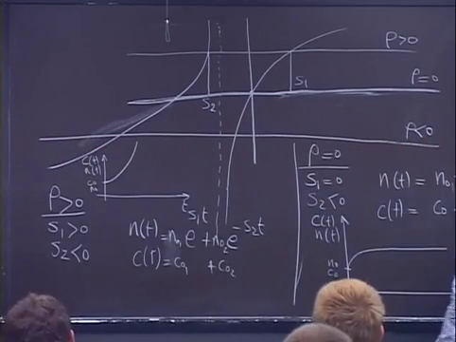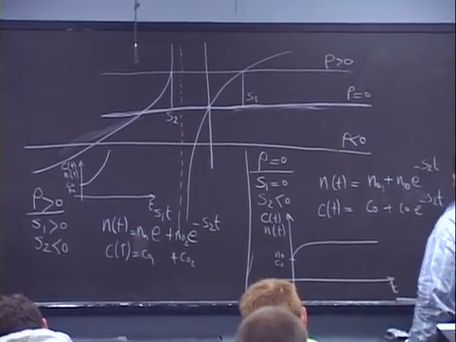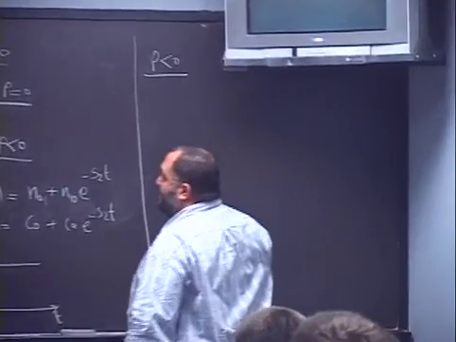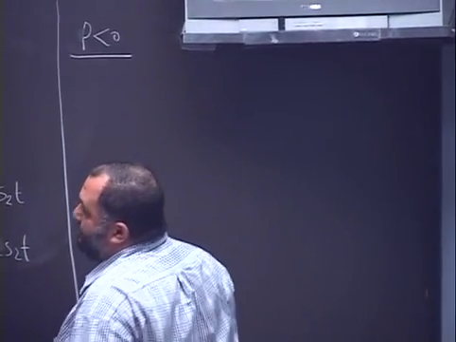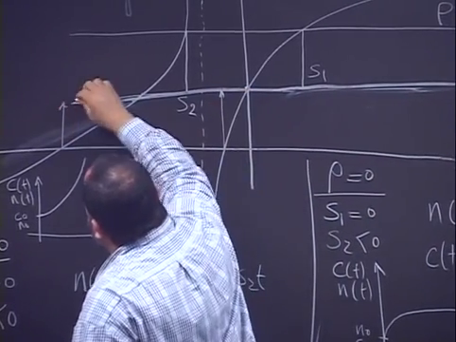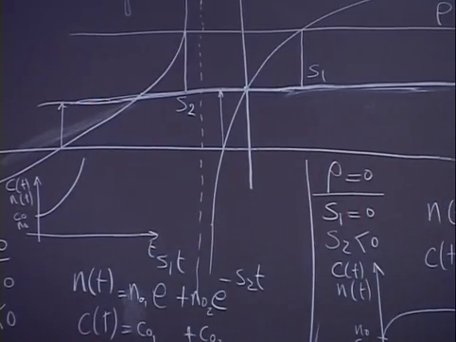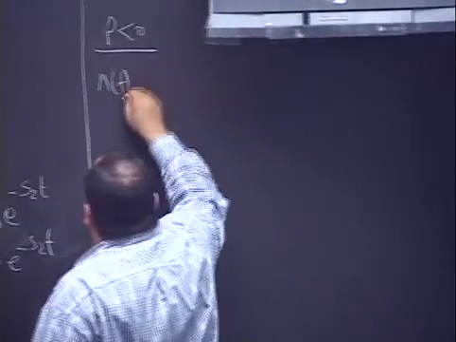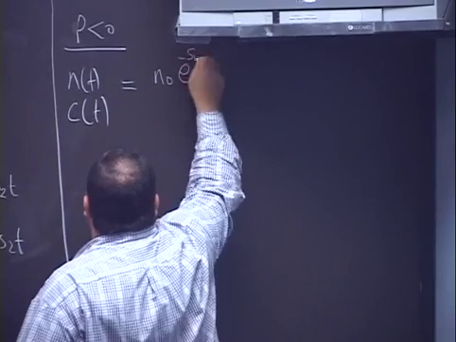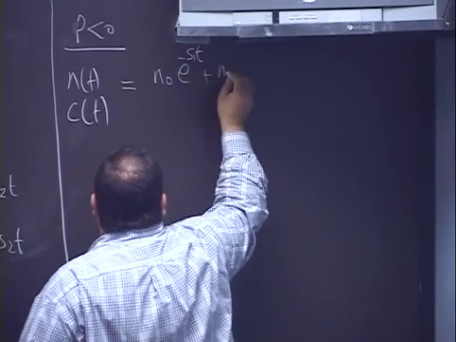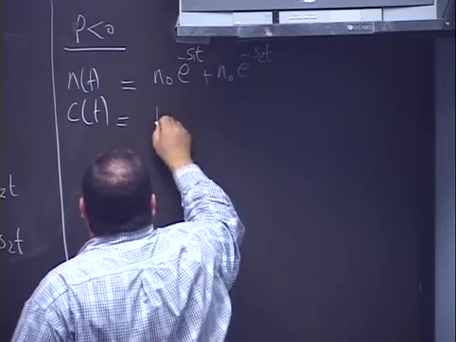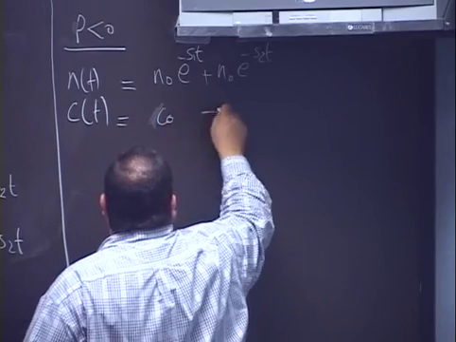The third situation, you will have it when your reactivity is less than 0, and this is the subcritical case. And in this case, the two roots are positive or negative? Negative. So you have N of t and C of t equal to e to the power of minus S1 t, and minus S2 t, and let's say this is N naught and C naught.